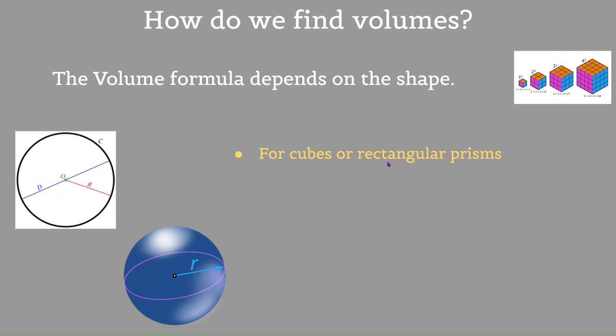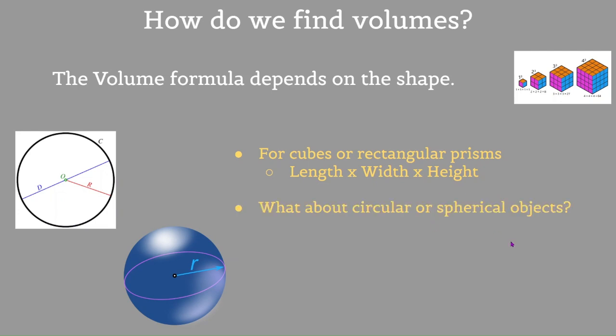So like we just said, for cubes and rectangular prisms, the volume is equal to the length times the width times the height, or sometimes we might say the depth, right? The side length times the next side length. So length, width, height, all times each other. That will give you the volume. What about circles or spherical objects, right?